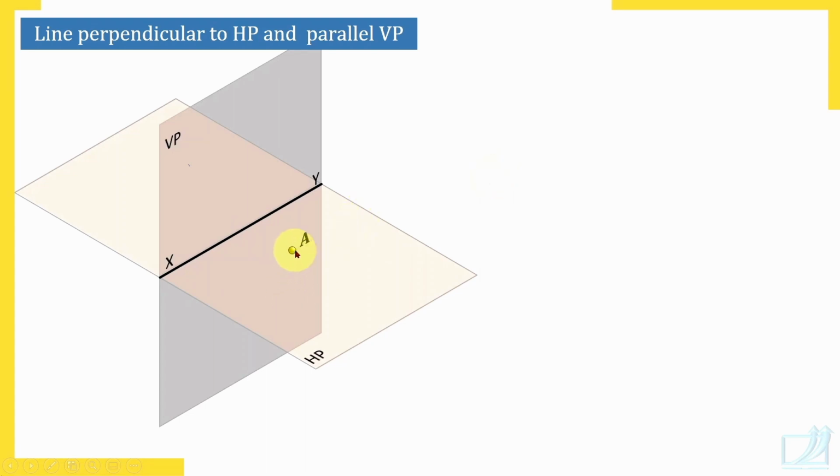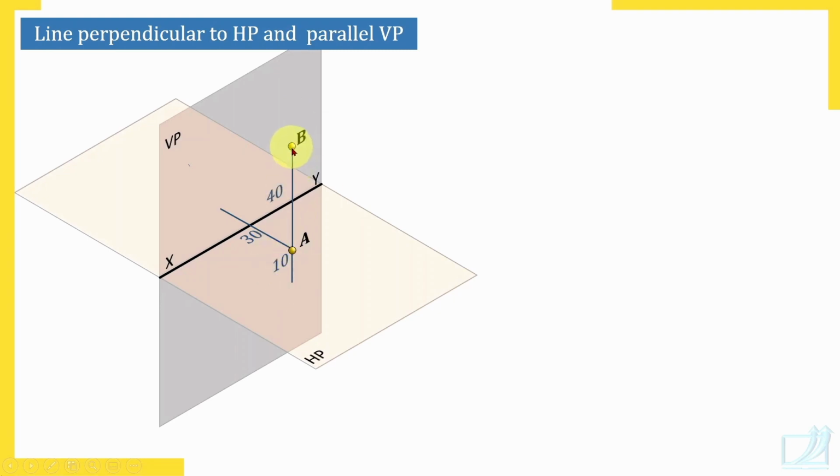Now here it is point A in first quadrant. It is set 10 millimeters above HP and 30 millimeters in front of VP. And one more point, it is exactly above point A. Point B is vertically above point A, and say distance between A and B is 40 millimeters.